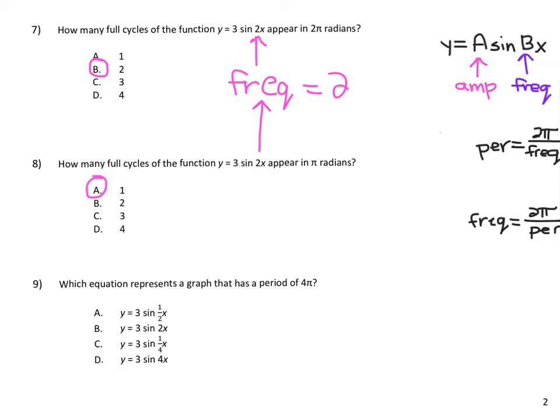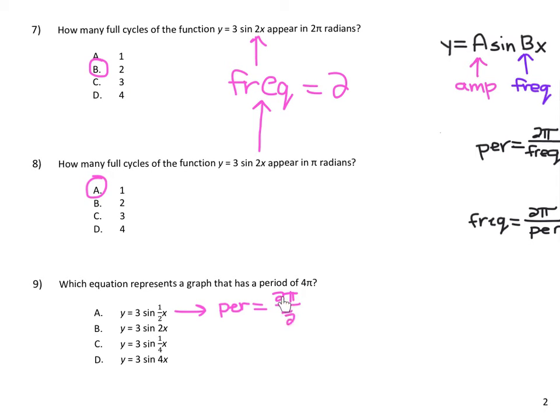Okay, number 9, which equation represents a graph that has a period of 4 pi? All right, well, for this one, I'm going to just use my period formula right here again. So period equals 2 pi over frequency. Okay, so I'm just going to go through the answer choices one by one and see what works. So when we do this first one, the period is equal to 2 pi over, well, our frequency is the number in front of the x, which is 1/2. All right, so a lot of you guys I know have this one memorized. We know that 2 divided by 1/2 is 4. So this would be 4 pi.